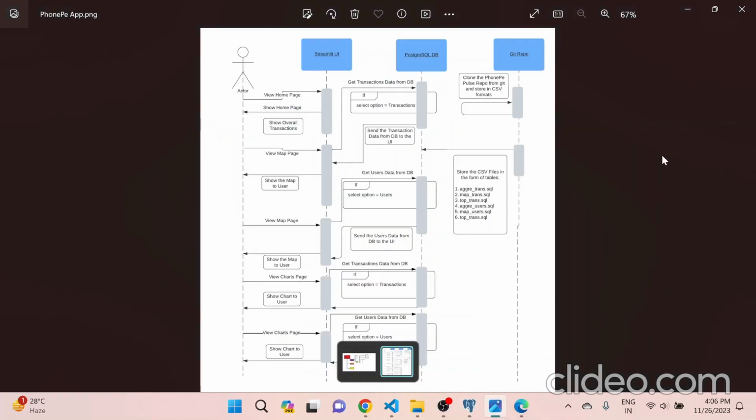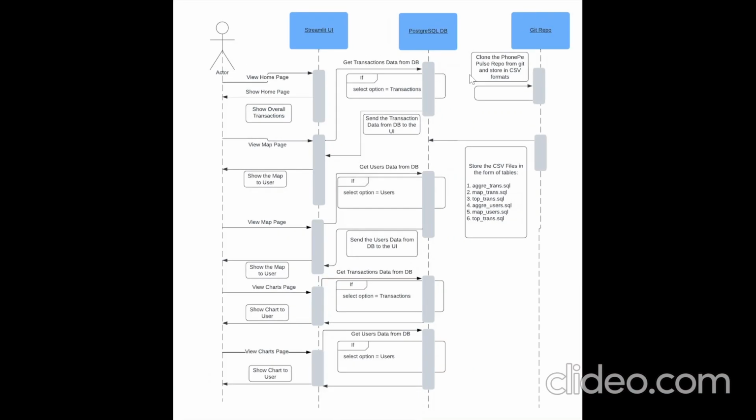I would like to show you the internal architecture or the workflow that has been used for this application. So this is the Git repository which I have shown you in the beginning. We are cloning the data from the Git repository, and using some Python libraries, we are storing them in CSV files. And from those CSV files, we are creating six tables in PostgreSQL DB.